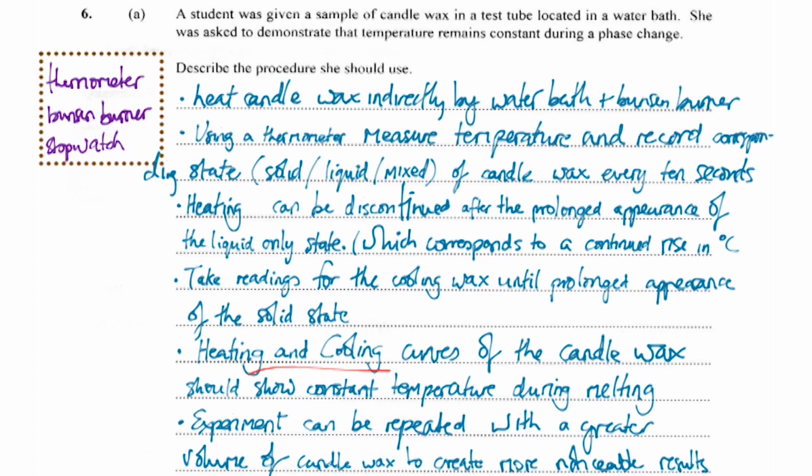So the heating and cooling curves of the candle wax should show constant temperature during melting and during solidification, or what is called freezing. Yeah, when you're going from liquid to solid. And the experiment can be repeated with a greater volume of candle wax to create more noticeable results. Or if you get a different experiment, you could say repeat it to increase accuracy.